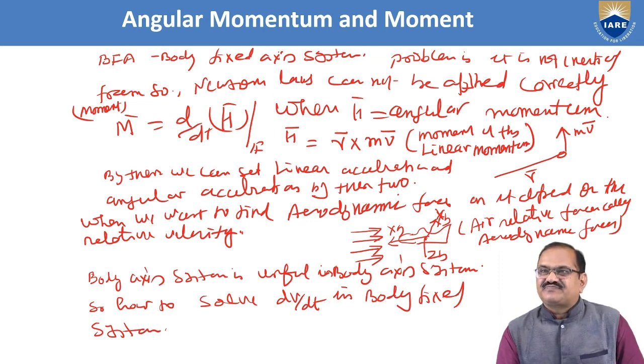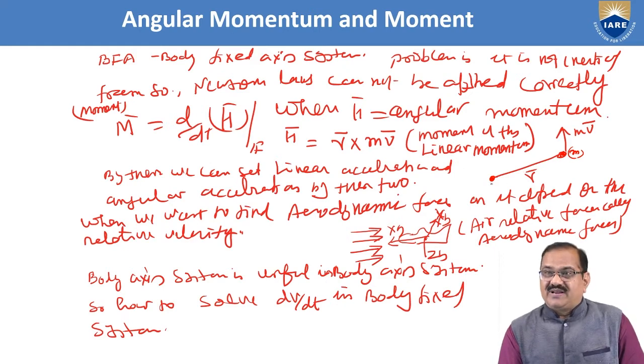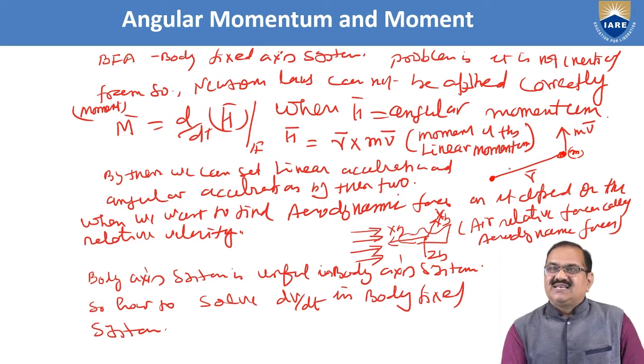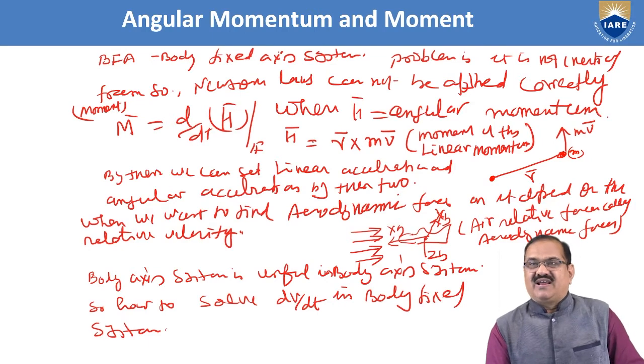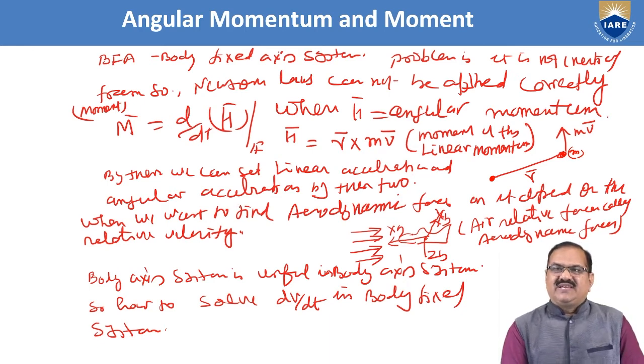You can see here, if any body is moving with velocity v and it has mass m, the linear momentum of this body is m v bar. But it is rotating with respect to this point, and the distance from here to here is r bar. So the net angular momentum will be r cross mv. This is called h bar, or angular momentum. By these two we can get the linear acceleration and the angular acceleration.